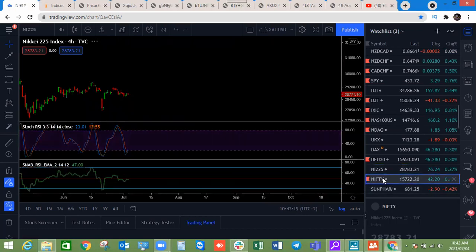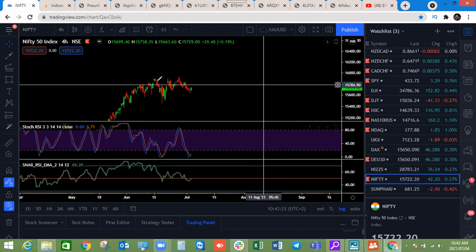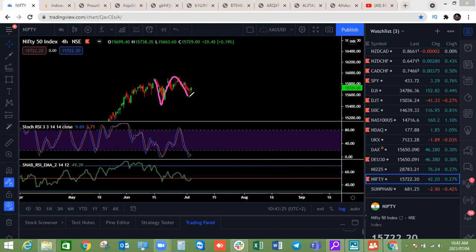And lastly is the Nifty. So the Nifty is still pulling back with this corrective structure. So we are still expecting that the Nifty can eventually get to this level and then push to the upside. That's all I have for you this week, guys.